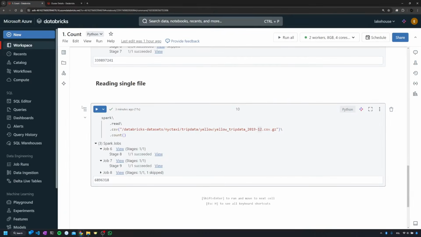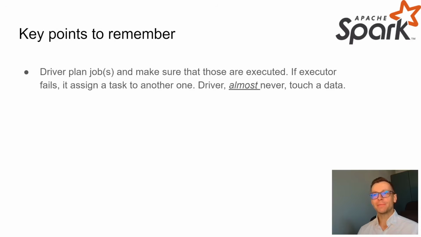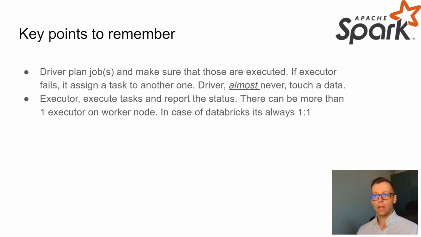Okay, coming back to our notebook, that was the last example in this one. Key points to remember. Driver plans a job and makes sure that those jobs are being executed. If an executor fails, it will take a task and assign it to another executor. And what is important, the driver almost never touches data. There are cases where it touches it, but generally it avoids doing anything with the data. Otherwise, it will very quickly become a bottleneck. And an executor executes a task and reports the status to the driver.